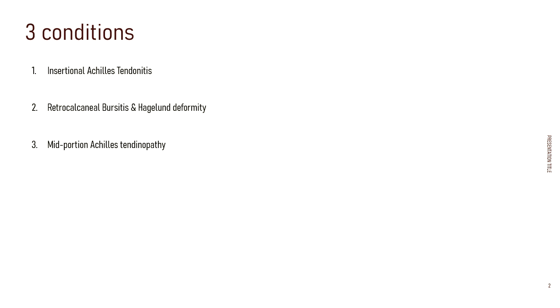Achilles tendinitis is an umbrella term that refers to three conditions. The first is insertional Achilles tendinitis, the second is retrocalcaneal bursitis and Haglund's deformity, and the third is mid-portion Achilles tendinopathy. It can be a little confusing clinically and there can be overlap, but for the most part, these are three fairly distinct conditions. However, it's very common for patients to have a combination of more than one of these.